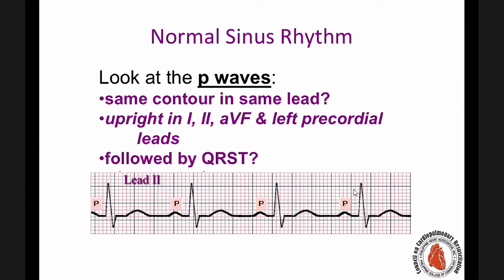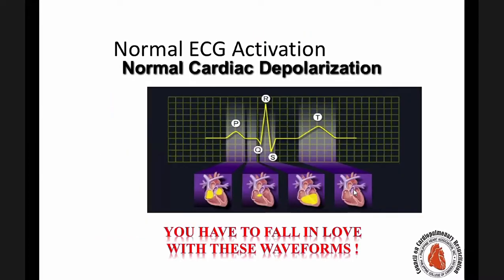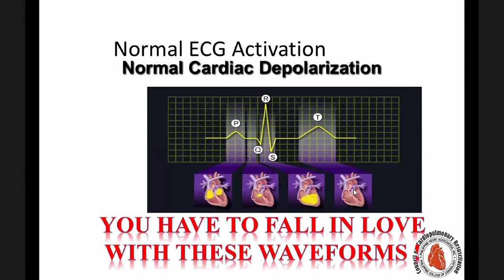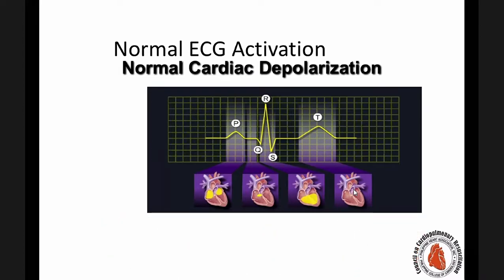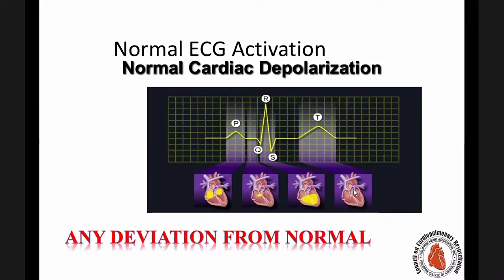Kasi in AVR, it should be inverted. Pag yung P wave is upright in AVR, it means to say it's either bali yung pagkakalagay ng leads or something is really, really wrong with the SA node. And all leads again should be followed by a QRST. So you have to fall in love with a normal ECG rhythm, because if you do not know normal, mahirapan kang mag-identify ng abnormal. Anything that deviates from the normal is arrhythmia. And that's the topic for today.